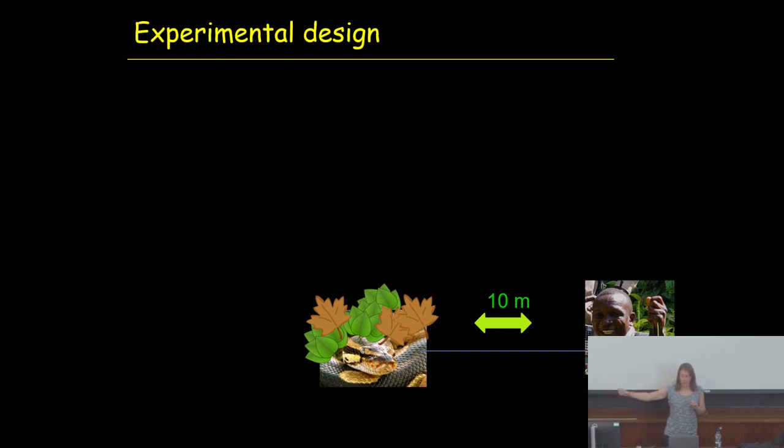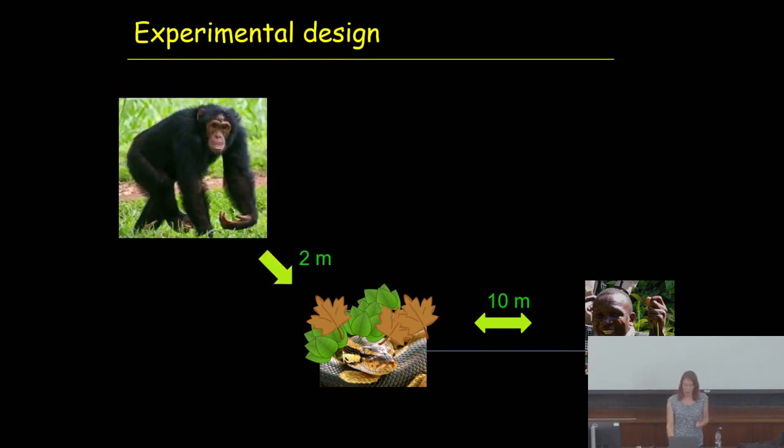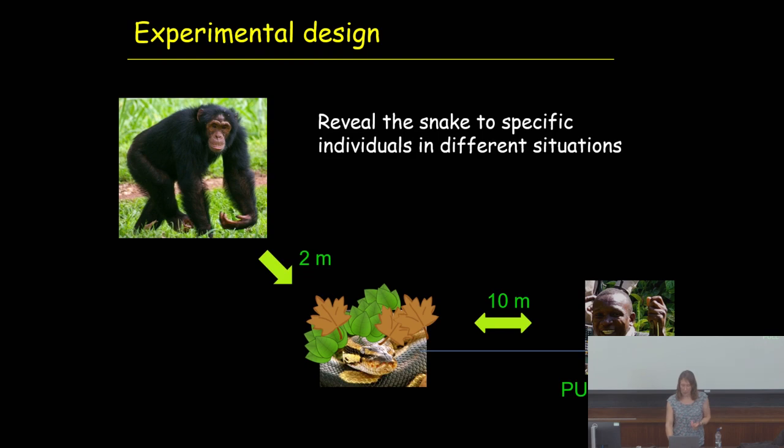A field assistant would then be sitting 10 metres away from the snake with the fishing wire, and when our target individual approached the snake, when they were 2 metres away from it, the field assistant would give one sharp pull to reveal the snake. At that point we would have as many people as possible filming from as many angles to capture all of the behaviour, and we stayed filming until the last individual left. This method allowed us to reveal the snake to very specific individuals and manipulate the social context in which they saw the snakes.